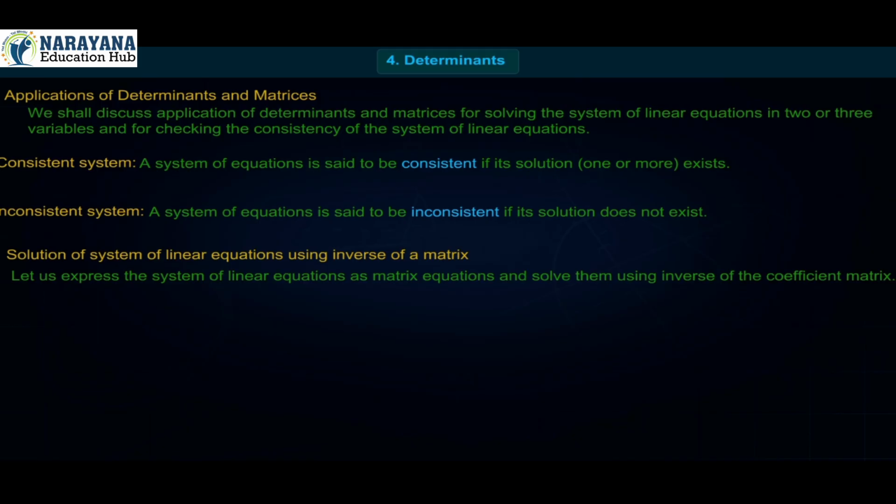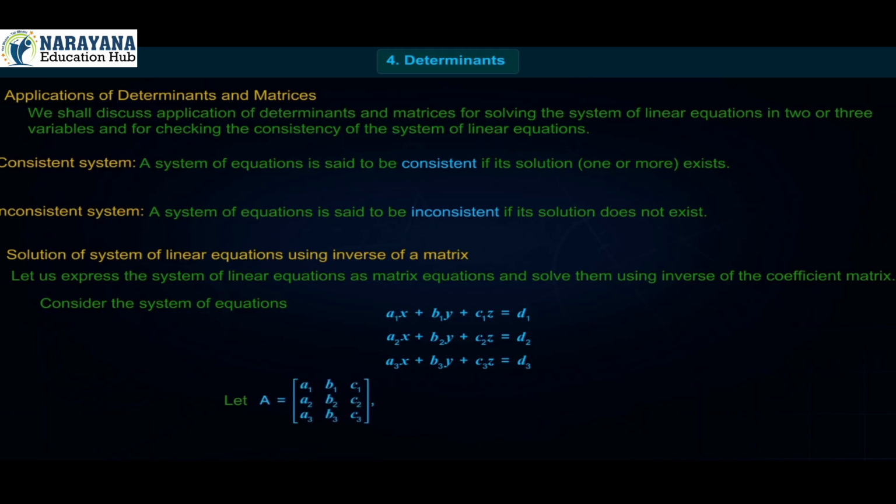Let us express the system of linear equations as matrix equations and solve them using the inverse of the coefficient matrix. Consider the system of equations a1x + b1y + c1z = d1, a2x + b2y + c2z = d2, a3x + b3y + c3z = d3.